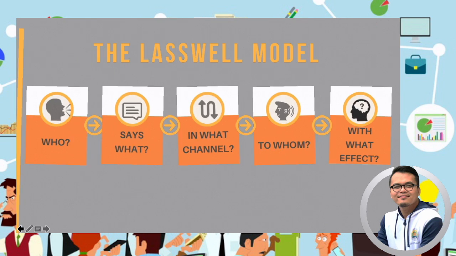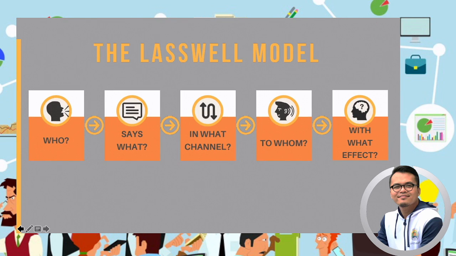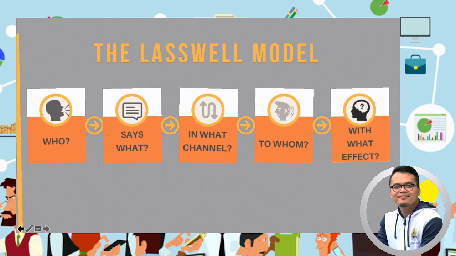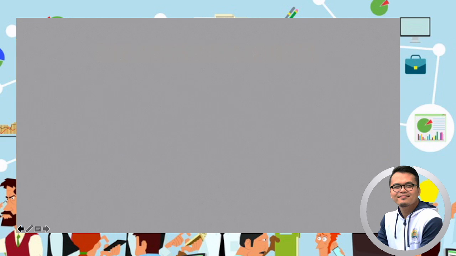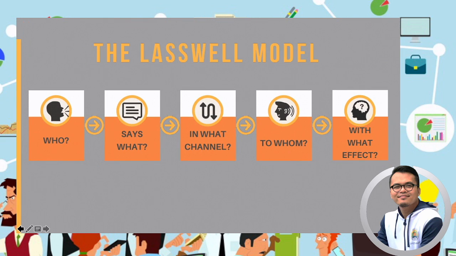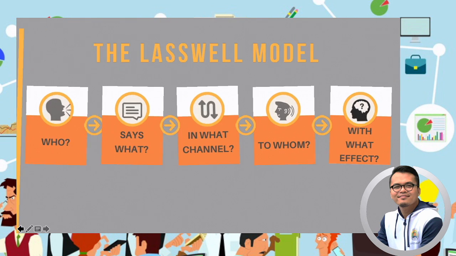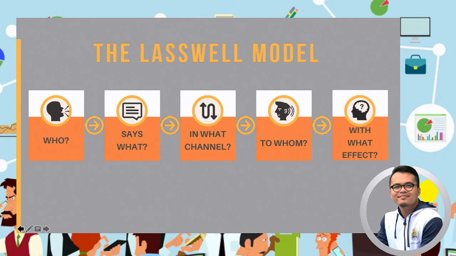A good example to illustrate this model is when we watch a news anchor giving us information about the coming typhoon. So, who? The news anchor. Says what? The information about the typhoon. In what channel? The television. To whom? The general public or the ones watching. With what effect? Warning and alerting them to evacuate potential risk areas.